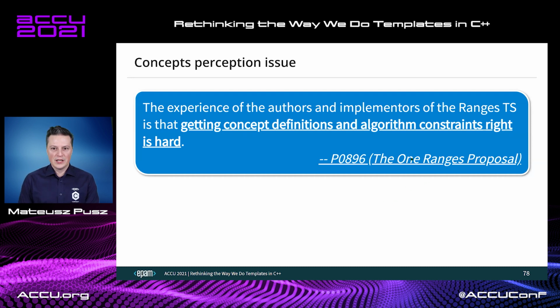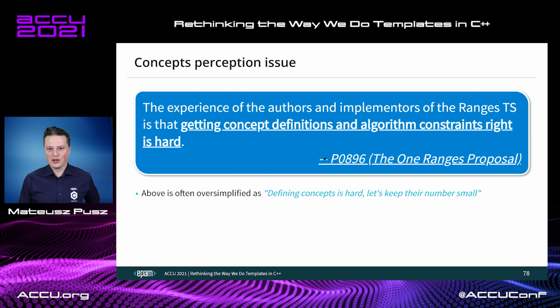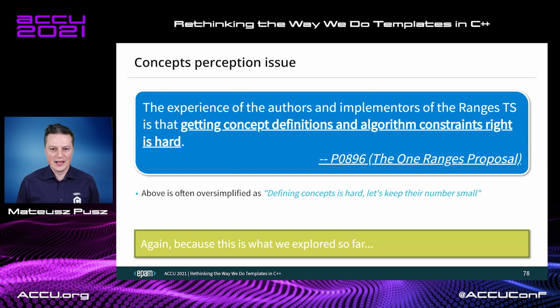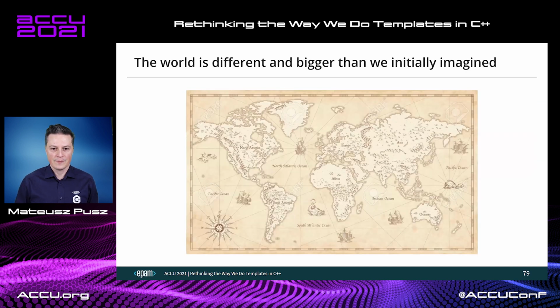The authors of the range.sts had the experience that getting concept definitions and algorithm constraints right is hard. And this is true for the case of range.sts. I don't argue with that, but this is often oversimplified, stating that basically defining concepts is hard. So basically we should keep the number of them small, because later on it's hard to fix them if you make them wrong. But again, because this was range.sts, we know right now that the scope here may be bigger, right?